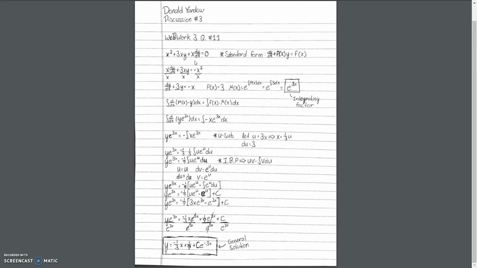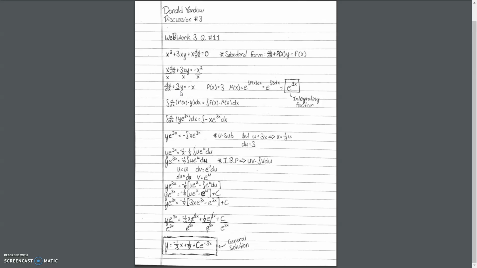However, in order to start solving the differential equation, we must first get it into the standard form, which is dy/dx plus p of x times y equals f of x. I did this by subtracting x squared to get it to the right side of the equation, and then dividing everything out by x. After that, we are left with the proper form we need: dy/dx plus 3y equals negative x.